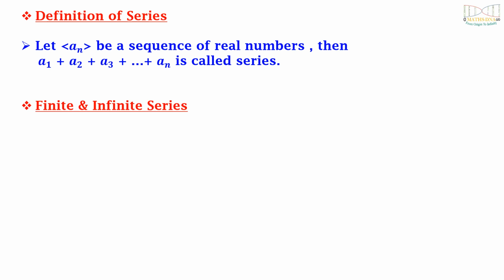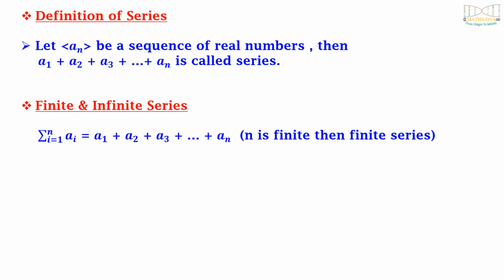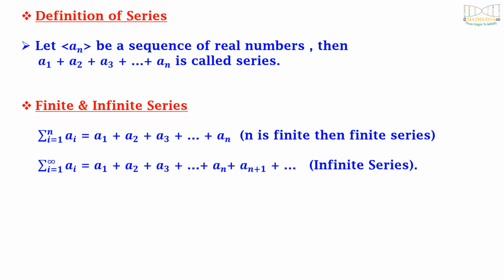Then we have finite and infinite series. If the terms are finite, it is called a finite series, and if the terms are infinite, it is called an infinite series. Like summation i running from 1 to n of a_i. Here n is finite, so the series is finite. Similarly, summation i running from 1 to infinity of a_i. Here the terms are infinite, so the series is infinite. Simple enough.